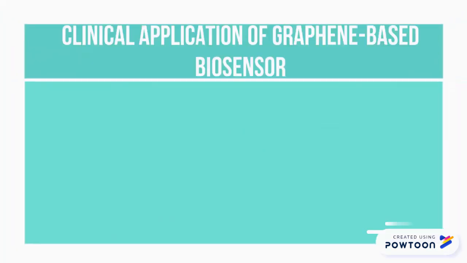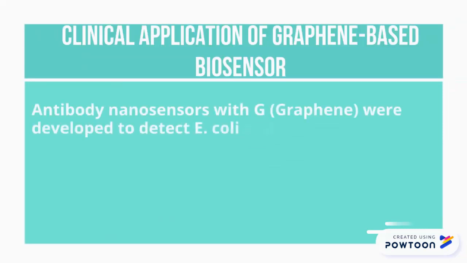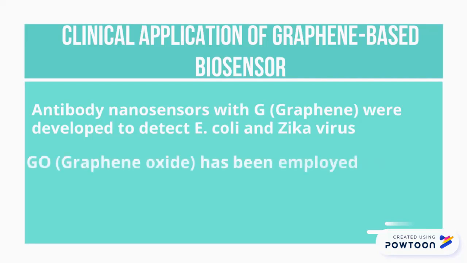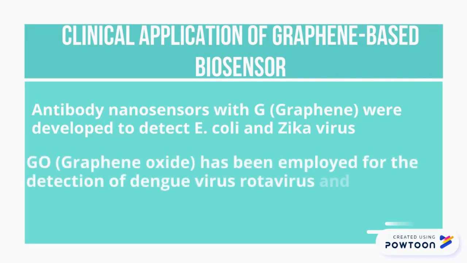In clinical application, graphene-based biosensors are used. Antibody nanosensors with graphene were developed to detect E. coli and Zika virus. Besides, graphene oxide has been employed for the detection of dengue virus, rotavirus and cardiovascular diseases.